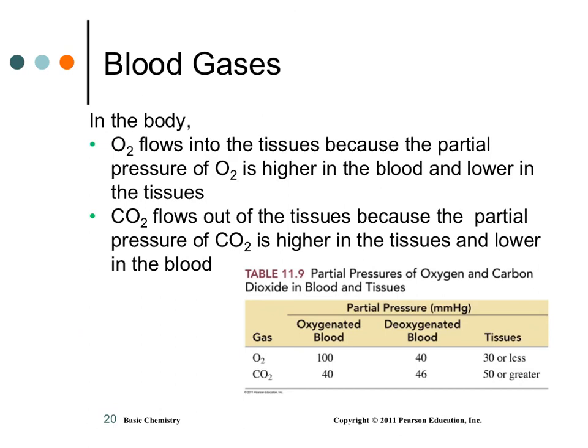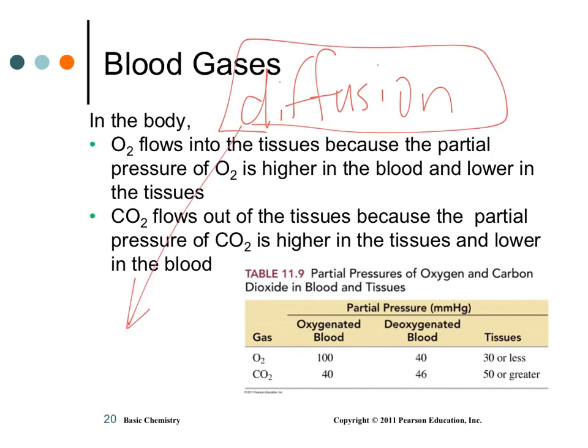And last but not least, in the body, O2 flows into the tissues because the partial pressure of oxygen is higher in the blood than it is in the tissues. So this is not facilitated diffusion, it's just simple diffusion. Carbon dioxide flows out because of higher pressure. Again, simple diffusion. It does not require energy.